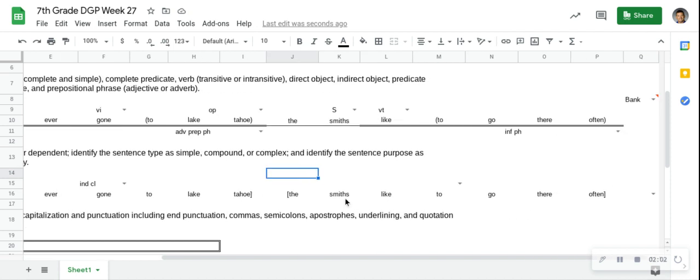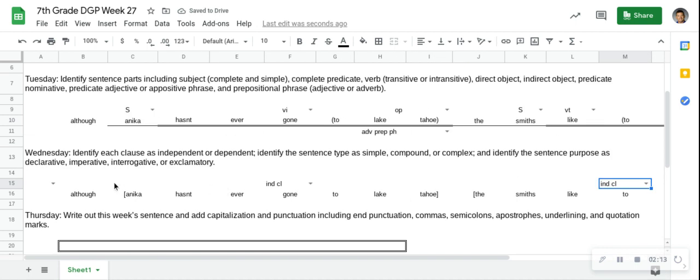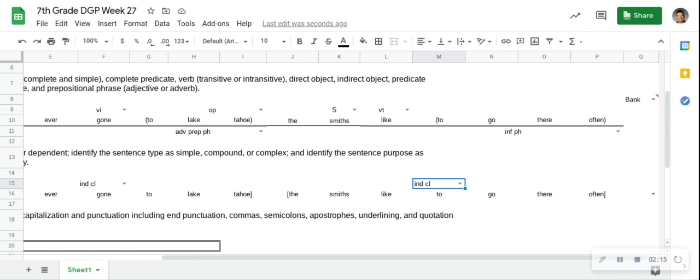Now, you could also write, the Smiths like to go there often, as an independent clause as well. That's a sentence that could stand on its own. We have just combined two independent clauses to make a better sentence. Okay. There does need to be additional punctuation in the middle of that sentence. Keep that in mind again for Thursday.